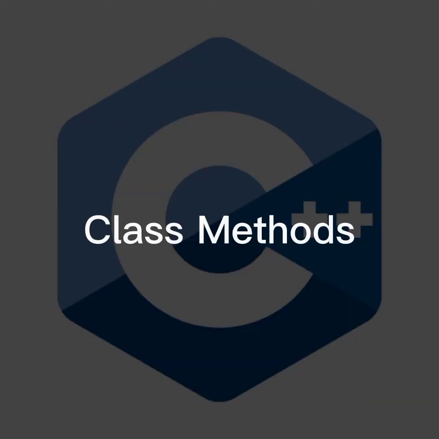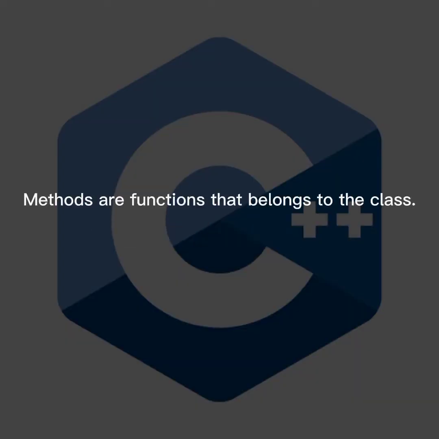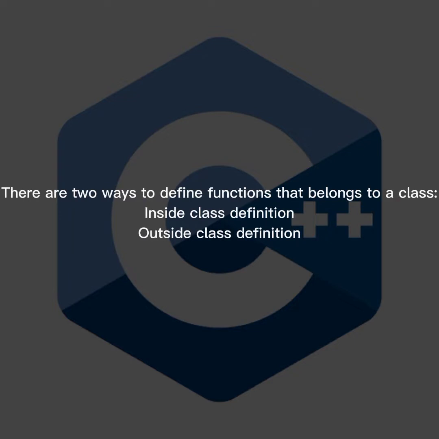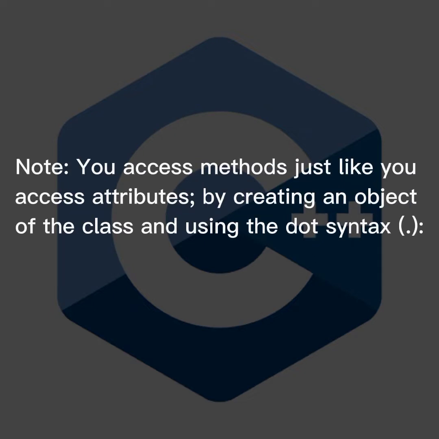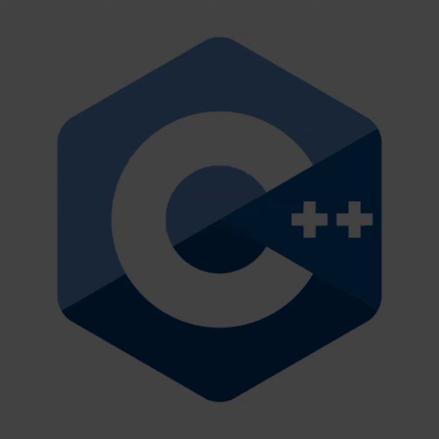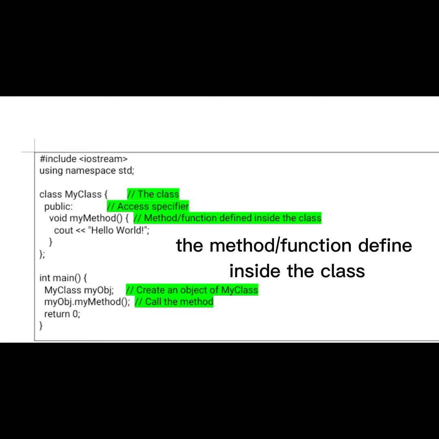Class methods. Methods are functions that belong to the class. There are two ways to define functions that belong to a class: inside the class definition and outside the class definition. In the following example, we define a function inside the class, and we name it myMethod. Note: you access methods just like you access attributes, by creating an object of the class and using the dot syntax.